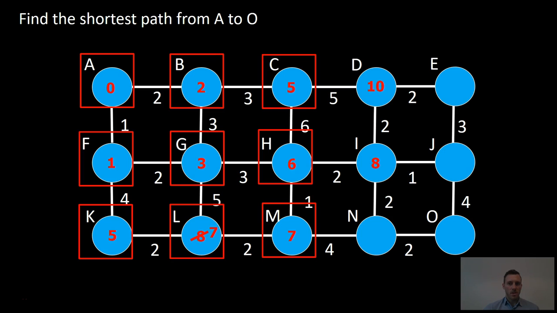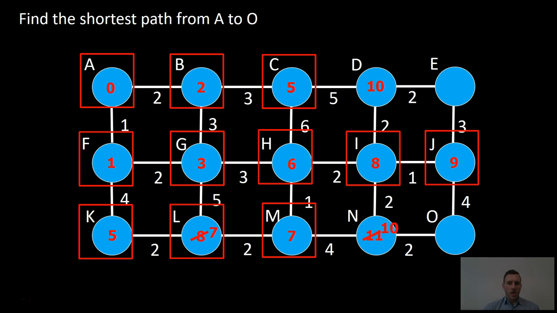Consider all unboxed nodes connected to the node we've just boxed. The only one is N, and it's connecting through M, so we write 11 for N. Choose the least of all the unboxed labels on the whole graph and make it permanent by boxing it. This time it's I. Consider all unboxed nodes connected to the node we've just boxed. Label them with the minimum weight from the starting node via the set of boxed nodes. D is 10 if we go through I, so we leave it as 10. We change N to 10 because if we go through I, 8 plus 2 is 10, which is less than 11. Then we can label J with 8 plus 1, which is 9.